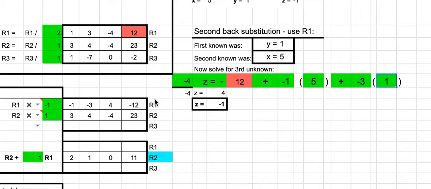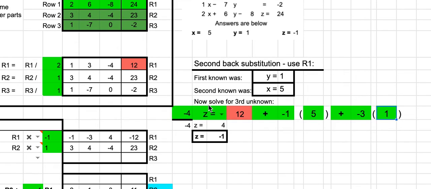Okay, so altogether, negative 4z is worth 4 because 12 plus negative 1 times 5 plus negative 3 times 1 works out to 4. Negative 4z is 4. Divide both sides by negative 4, and z equals negative 1. And then you can always check your answers, right? Your answers are right here. 5 for x, 1 for y, negative 1 for z. Okay, we've got it. I'm not going to go through back substitution anymore. I think you'll have that idea how to do that.